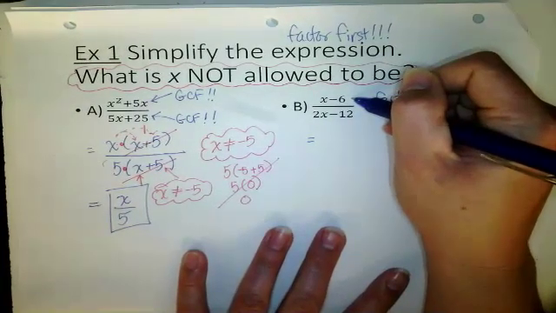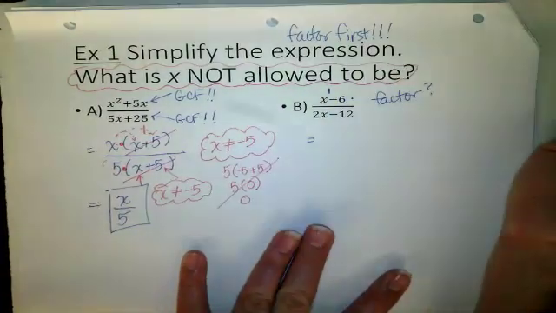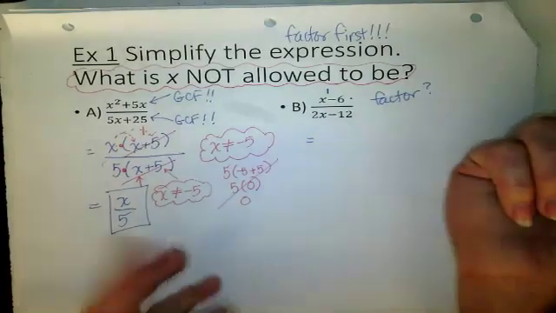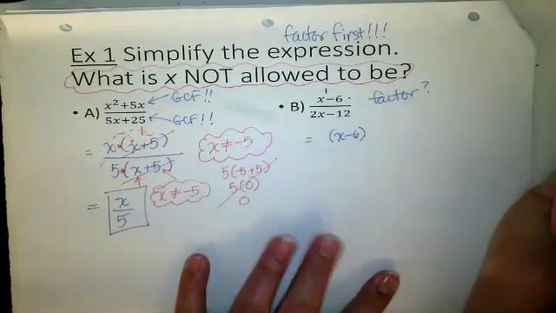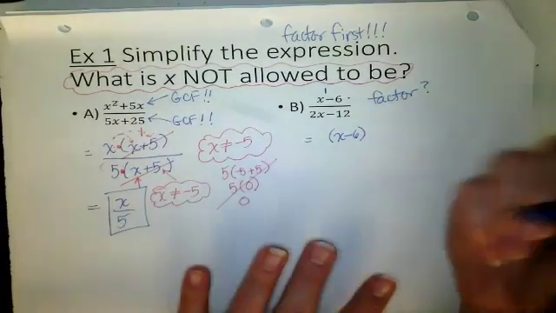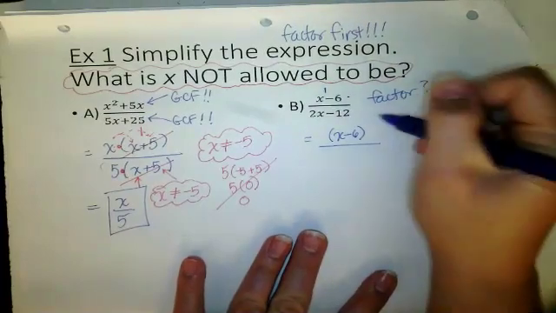Is there a GCF? No. This is x to the first. And if there isn't a greatest common factor, I can't really do anything. So it's its own little factor already. It's prime. It doesn't factor anymore. It's a prime factor. But what about the denominator?